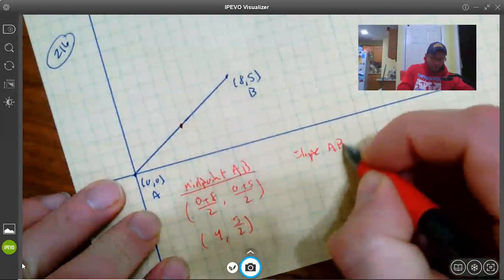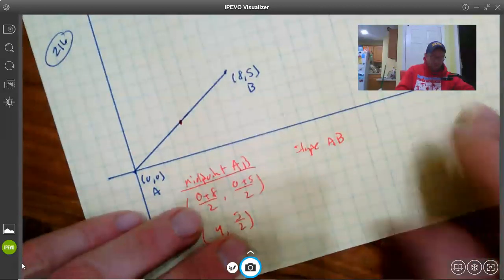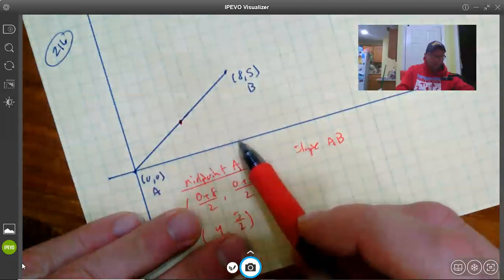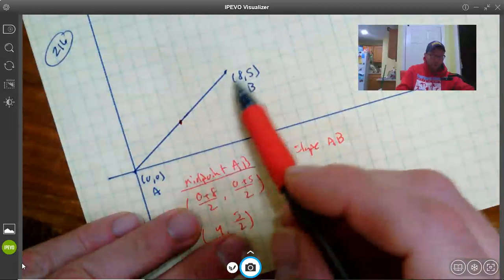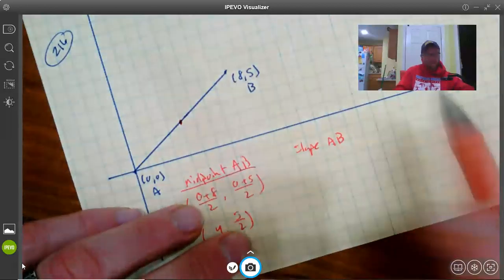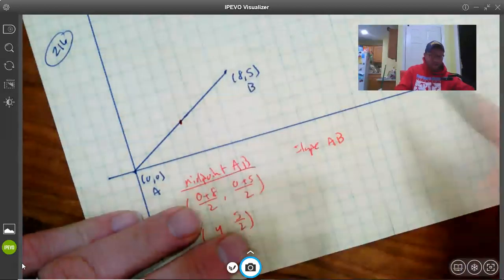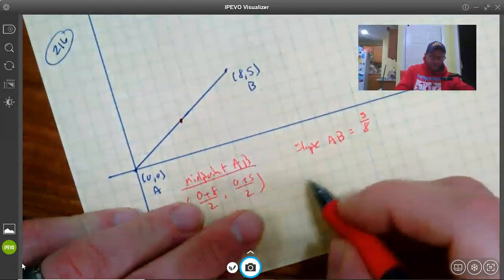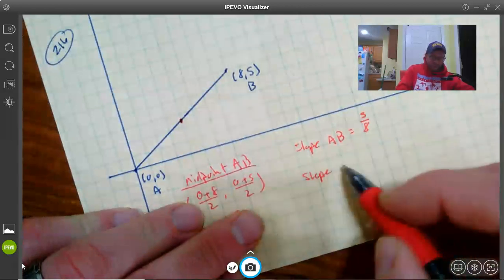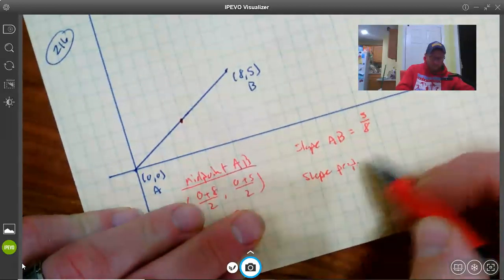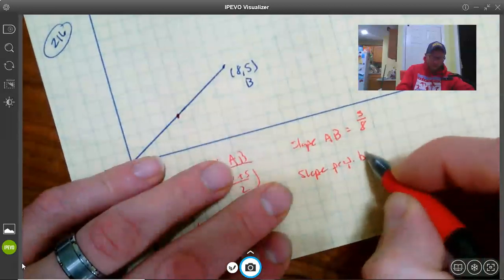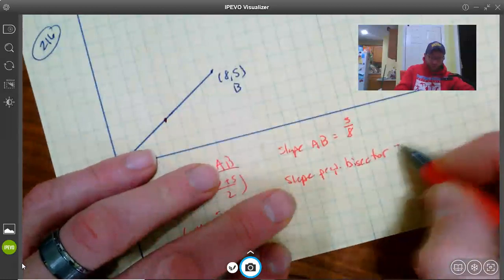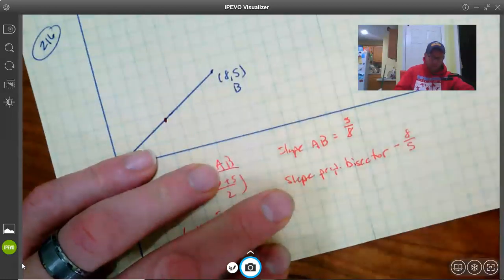of AB, which is easy because it's just 5 over 8. Over 8, I'm sorry, 5 over 8, over 8 up 5. Oh, it's too early in the morning. Over 8 up 5. So a rise of 5, a run of 8 is 5 over 8. So the slope of the perpendicular bisector will be the negative reciprocal of 5/8, or negative 8 over 5.